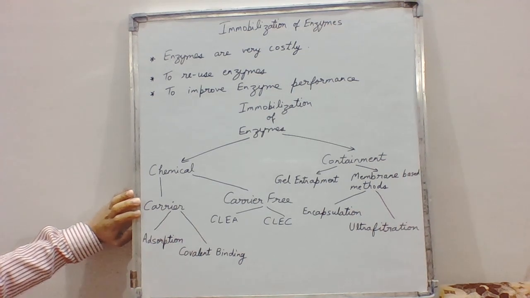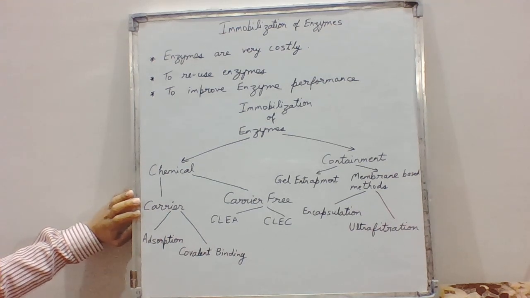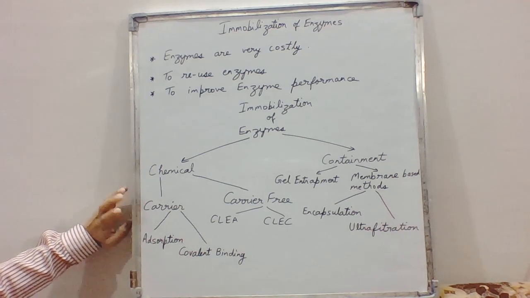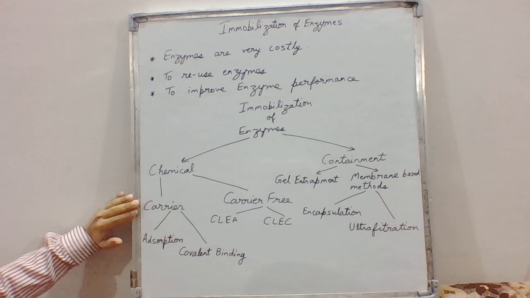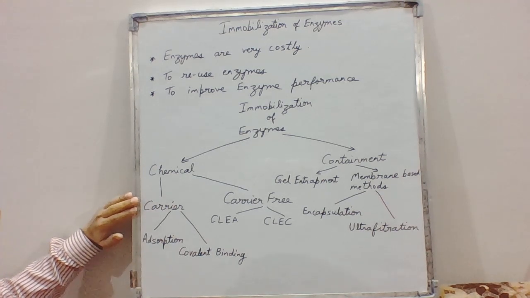A carrier should have a high surface to volume ratio. It should have higher protein binding capacity. It should be compatible and insoluble in the reaction medium. It should have high mechanical and chemical stability during the reaction. It should be easily recoverable after use, and it should be readily available at the place where we want to use our immobilized enzyme, and it should obviously be a cost-effective carrier. So these are various properties that it should have.